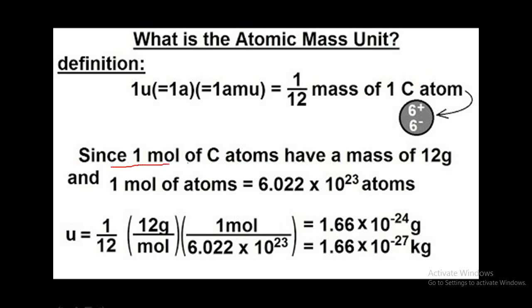Since 1 mole of carbon atoms has a mass of 12 gram, and 1 mole of atoms contains 6.023 into 10 to the power 23 atoms, this number is also known as the Avogadro number. It is the number of particles; mole is the SI unit for the chemical entity.